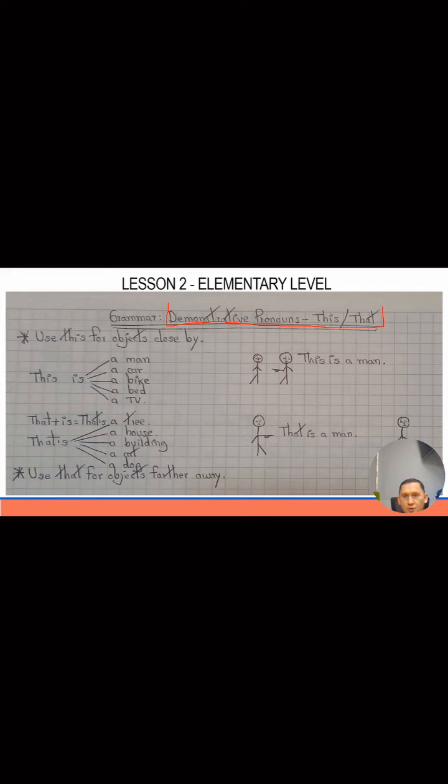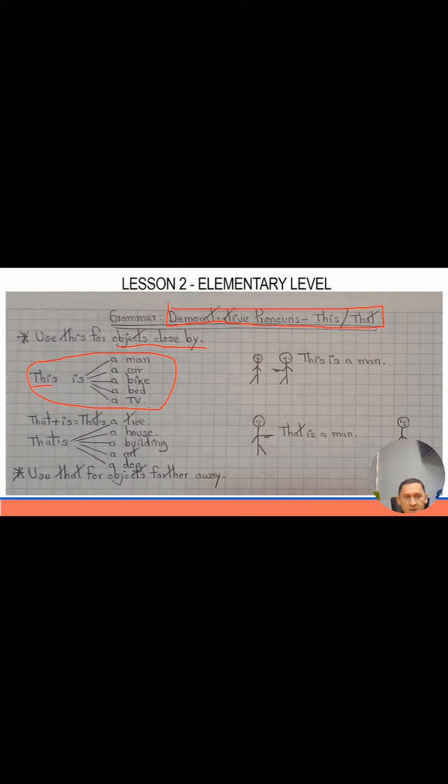But for this opportunity, I'm going to talk about only this and that. They are singular. And we are going to use these when we are talking about objects that are close by. So in this case, we have to use everything in singular.